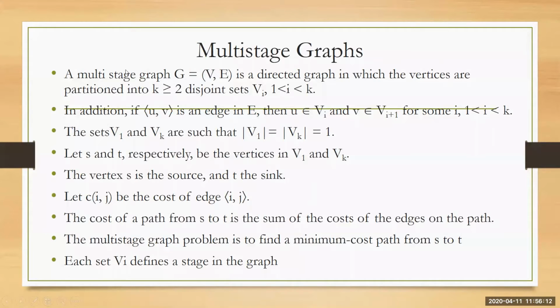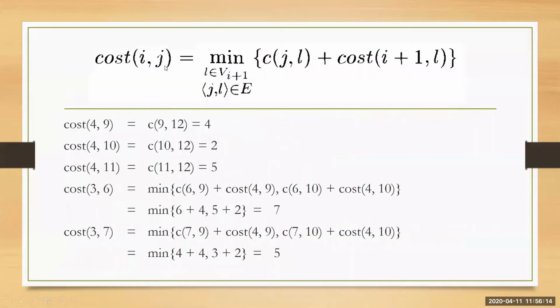What is cost of ij? Here i refers to the stage number and j refers to the vertex number. Remember, i refers to the stage number and j refers to the vertex number. This is not C of ij, it is cost of ij. C of ij is different, cost of ij is different.